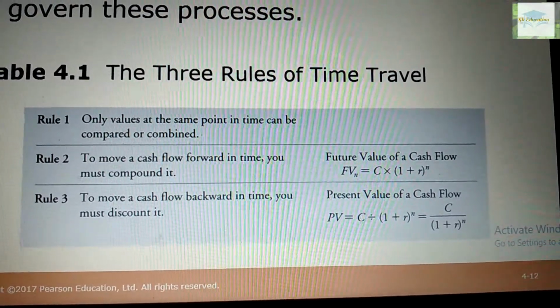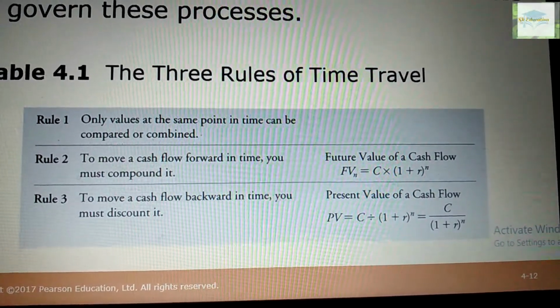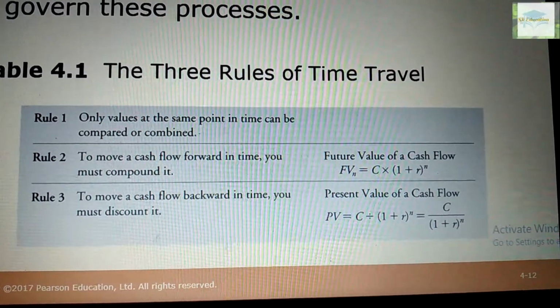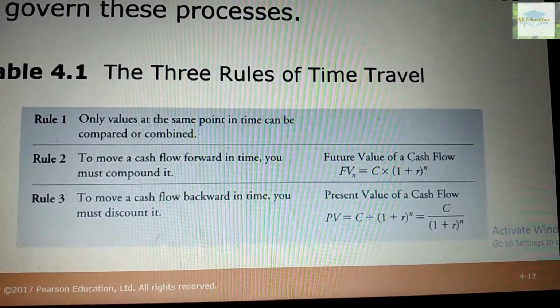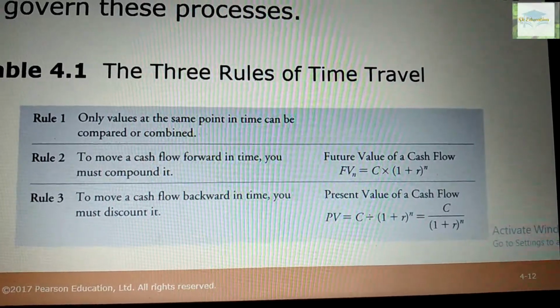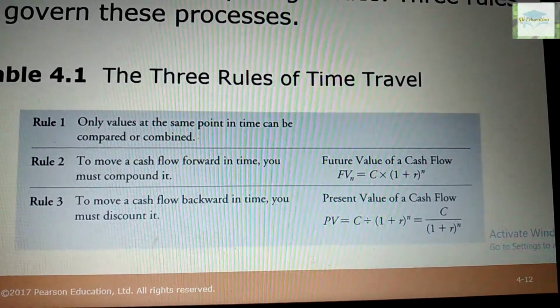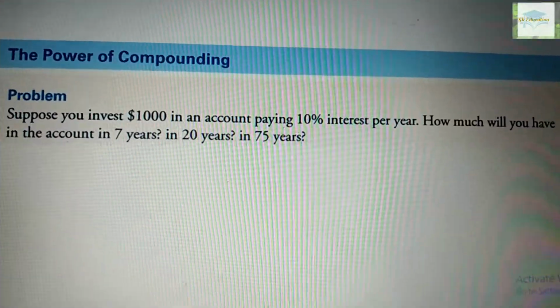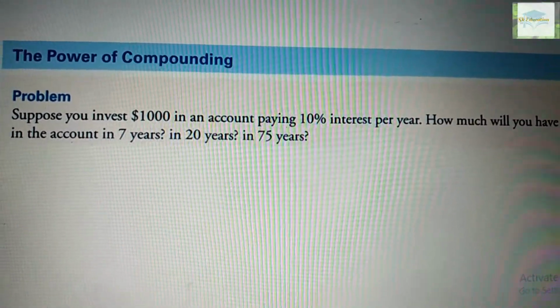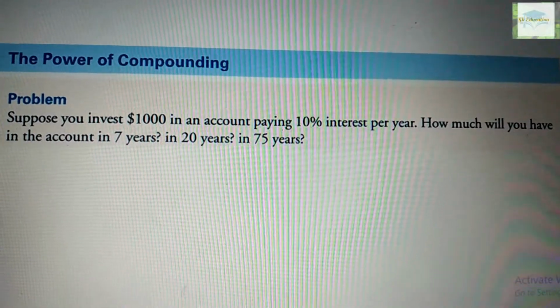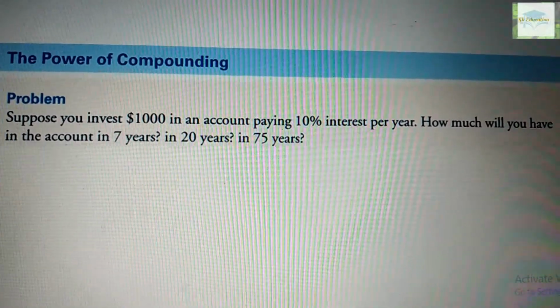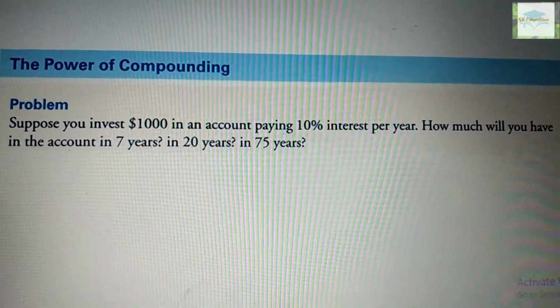Similarly, we have the present value of cash flow. Present value is equal to C, where C is the coupon or future value, divided by (1 plus R) to the power N. R is your percentage and N is your number of years, right? So students, here's one example. Here's one question, and we are going to solve it using the formulas.